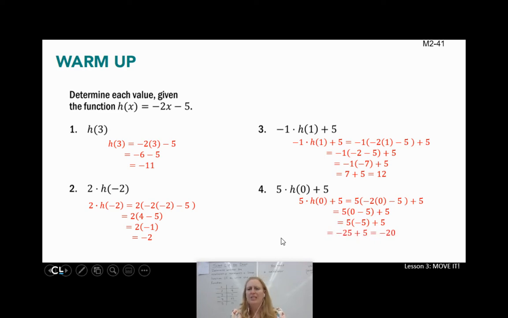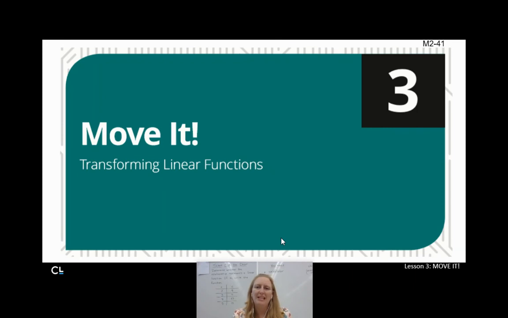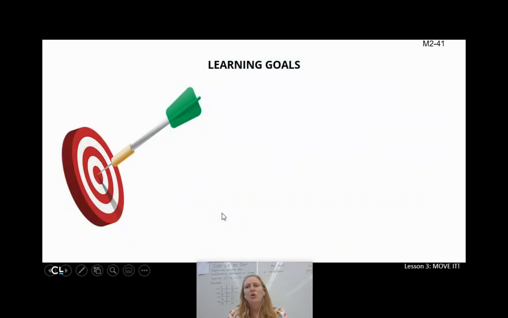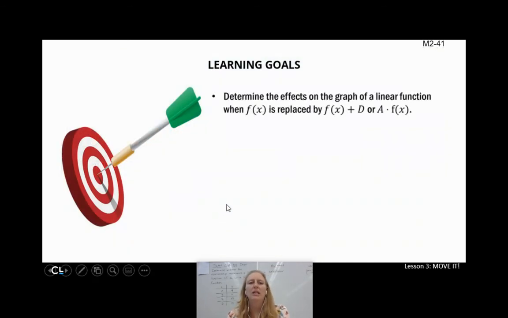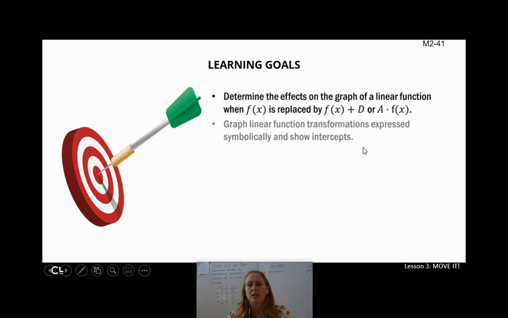Okay. So today, guys, we're going to be transforming linear functions. That just means we're doing stuff to our functions. That's all. So there are some important goals here. We're going to determine the effects on the graph of a linear function when instead of f of x, you add something to it, like a plus d of some kind, or if you multiply your function by something, a times your function, some number times your function. We already did a little bit of that, but we're going to dig a little deeper.